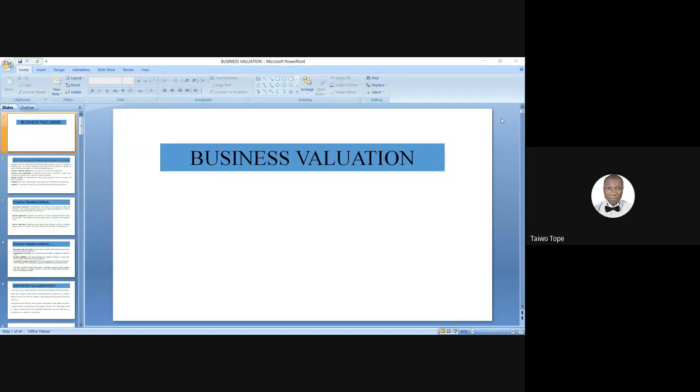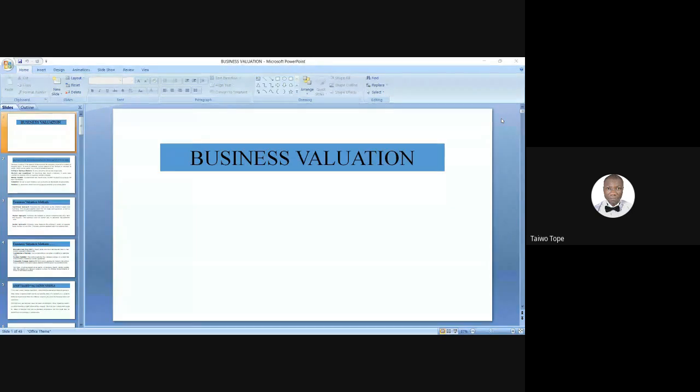Business valuation. I don't know if anyone has taken the time to try to understand what these words mean. Business valuation. Why do we need to value a business? And why must this come? So please, as I explain, kindly take down certain points.